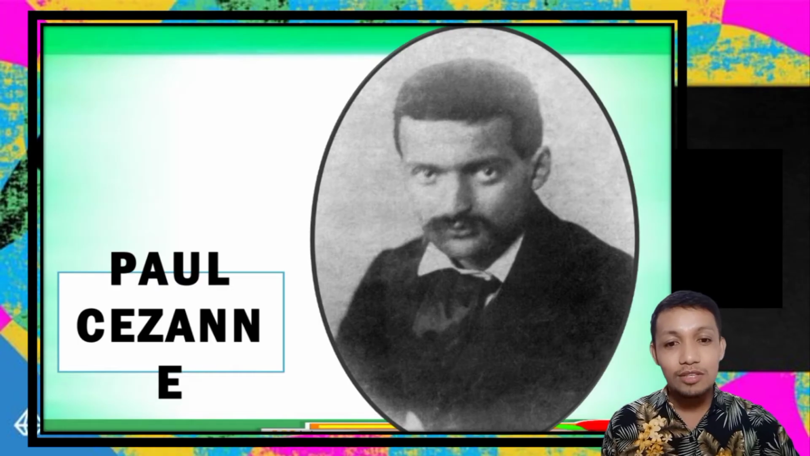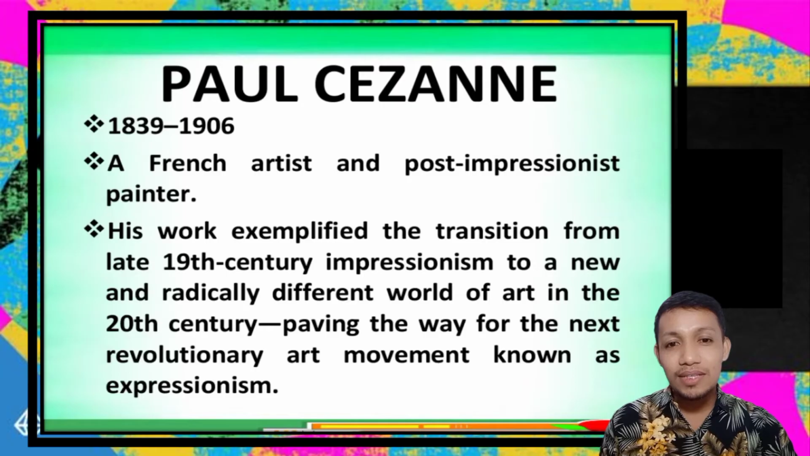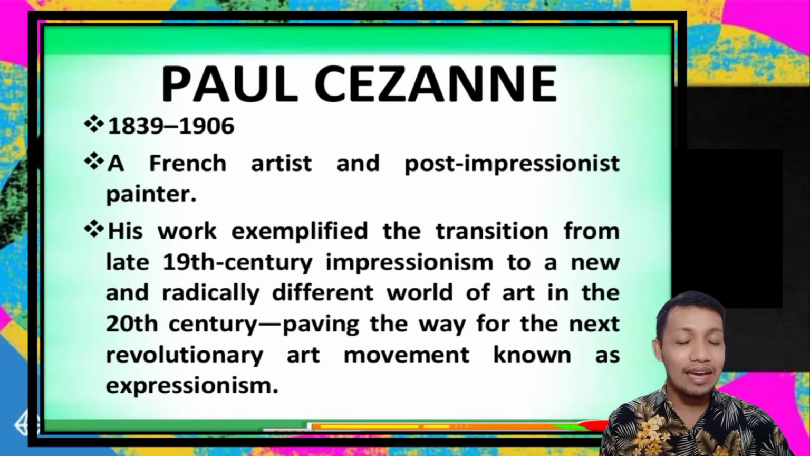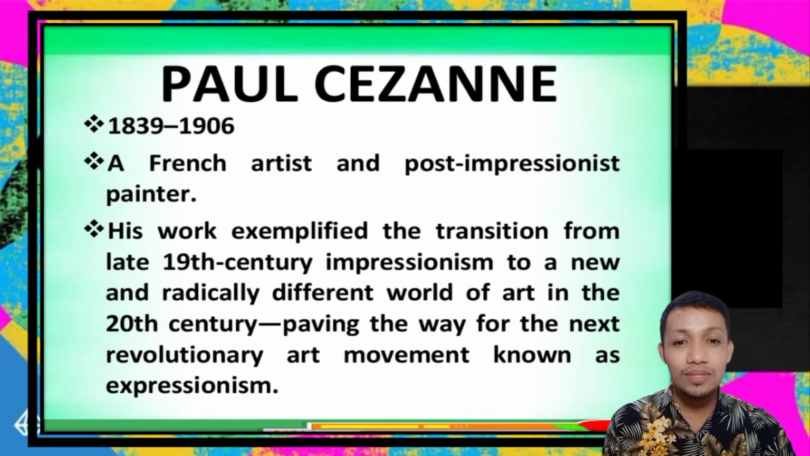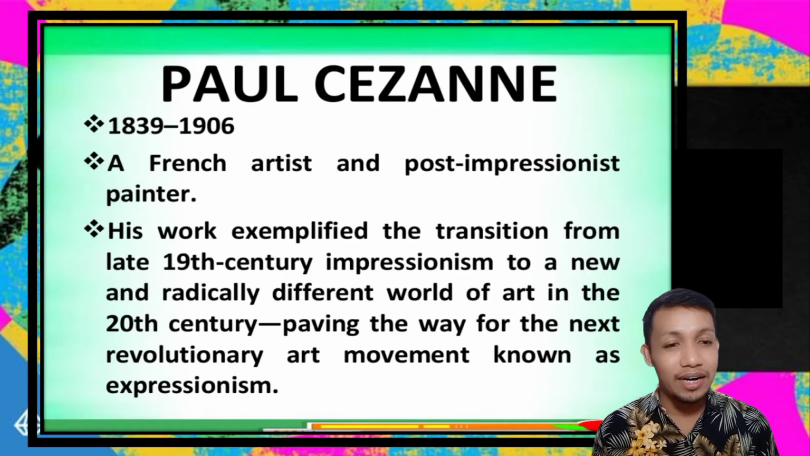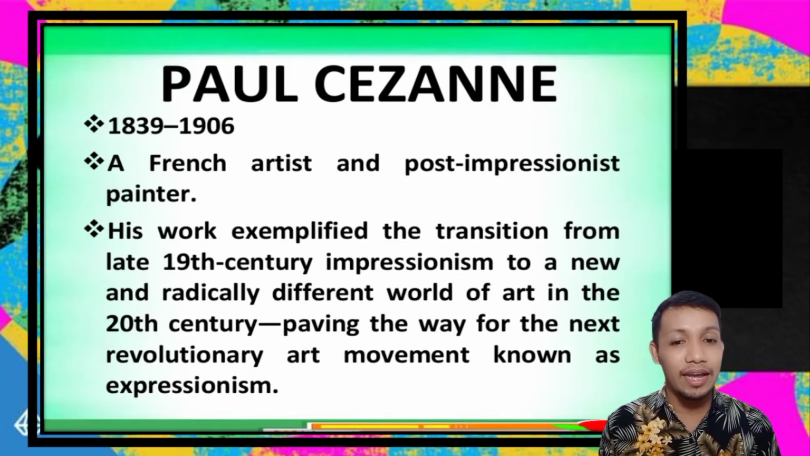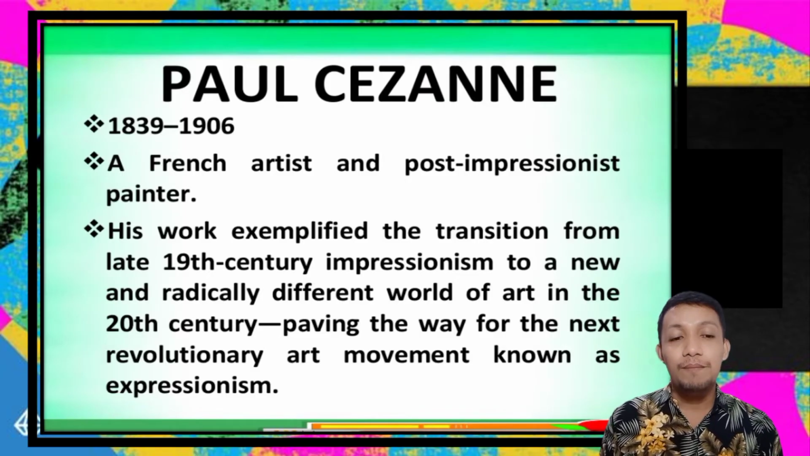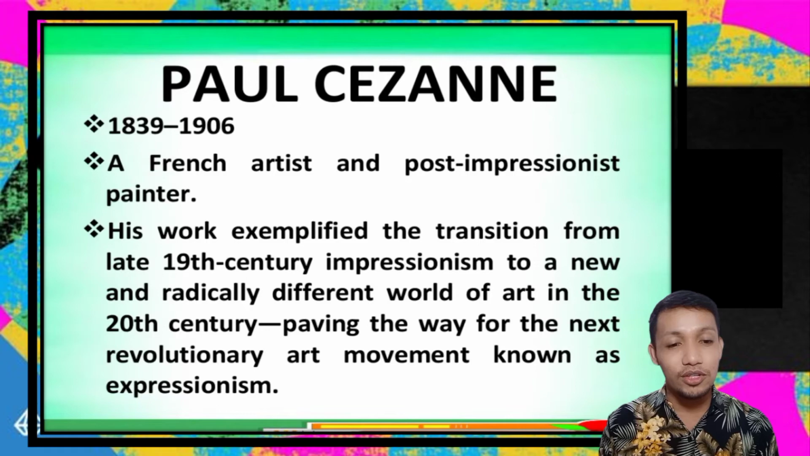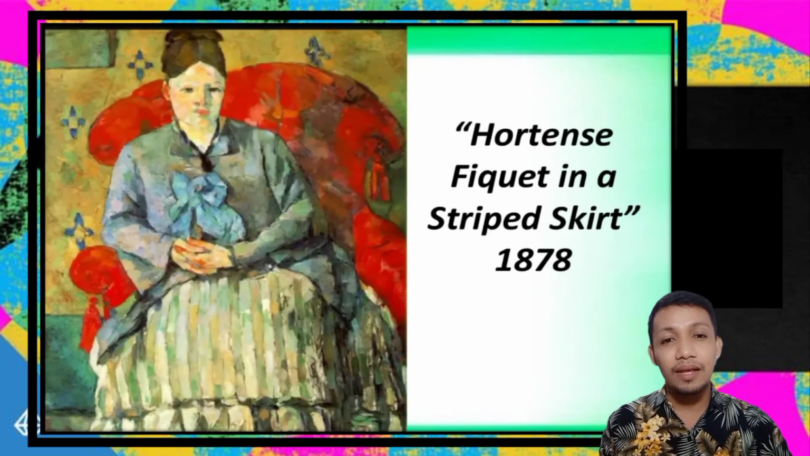First one is Paul Cézanne. Paul Cézanne was born in the year 1839 and died in the year 1906. He was a French artist and post-impressionist painter. His work exemplified the transition from late 19th century Impressionism to a new and radically different world of art in the 20th century, paving the way for the next revolutionary art movement known as Expressionism.